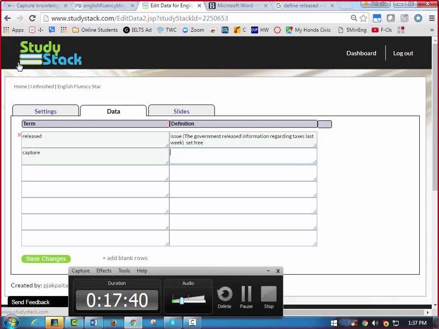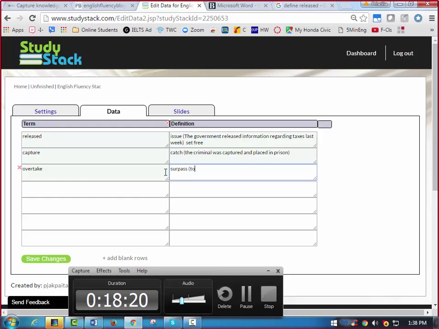Okay, so here are the words. My second word is going to be capture, which means to catch, C-A-T-C-H. The criminal was captured and placed in prison. And you can go to a dictionary online to find out what it means. But in this article that we're going to read today, it does not mean that it is a criminal. And then the last one is overtake. We go over to our definition, and it means to surpass.